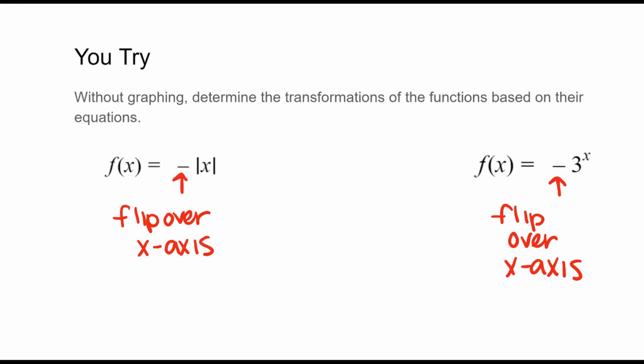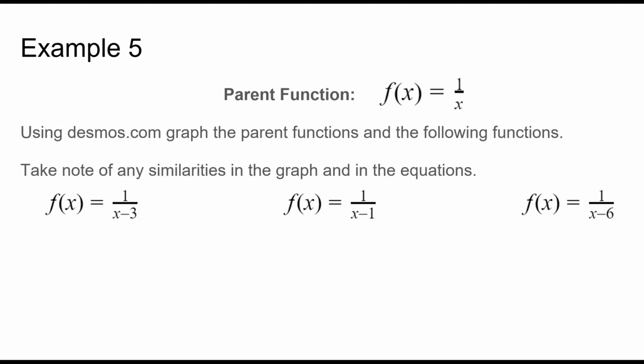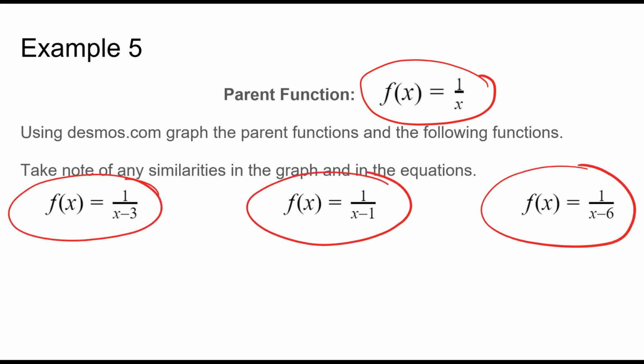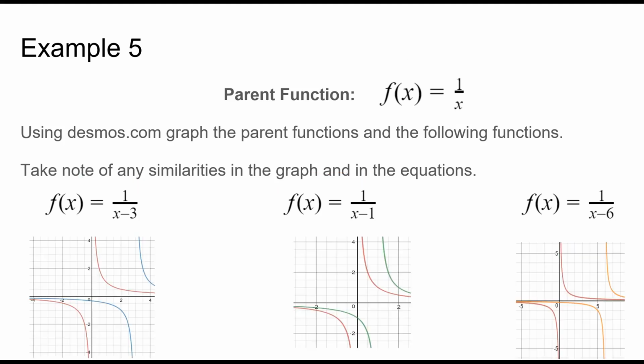How'd you do? All right, next up, we're going to be looking at the rational function. So go ahead and graph the rational function in Desmos, and then graph these three functions below it. Note any similarities. See if you can watch that asymptote move. Press play when you've got them in Desmos. And let's take a look.